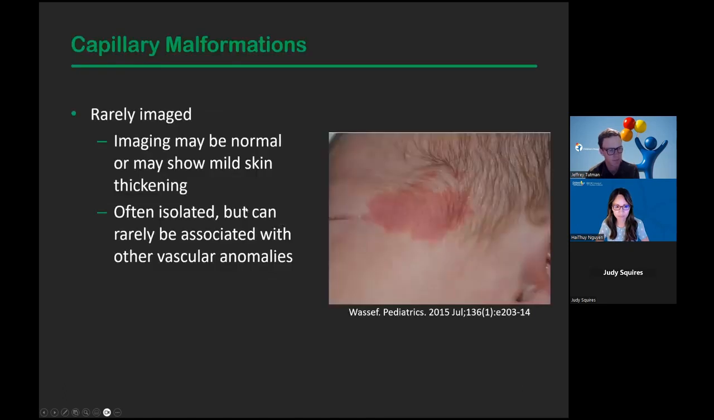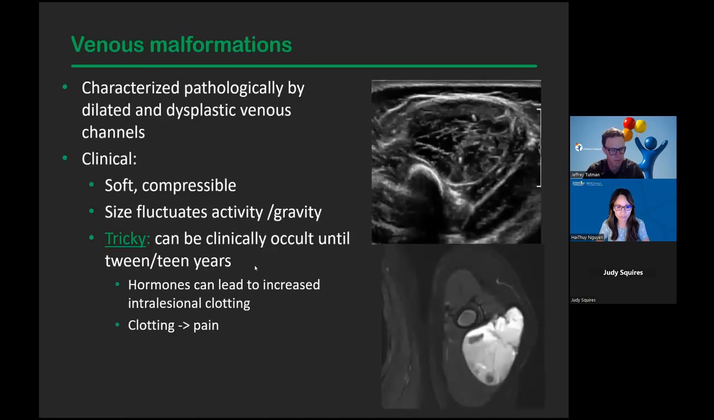So capillary malformations are rarely imaged. You usually don't really see anything. They can be associated with other things, so sometimes we image them when somebody has one to look for things underneath, but usually not. The most common thing we're going to see is venous malformation. I tell the residents, if you go with statistics, 99% of the time, if it's a vascular anomaly, it's either going to be infantile hemangioma or a venous malformation, so learn those for sure.